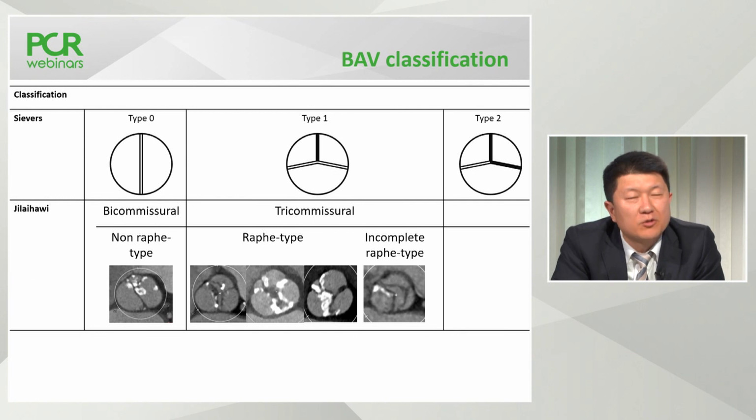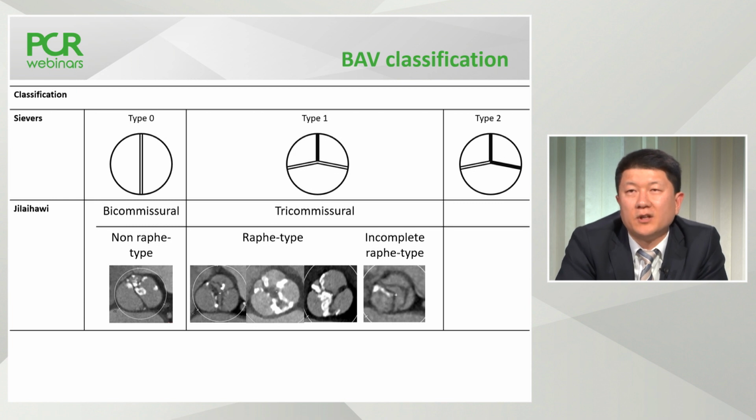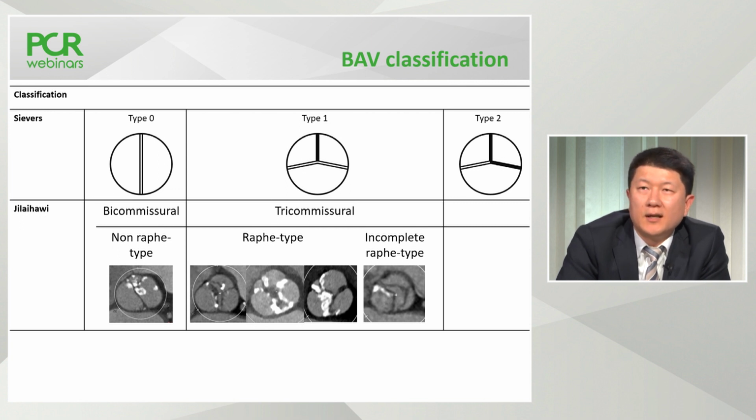I would like to start with the classification of bicuspid aortic valves. I think everybody is familiar with the Sievers classification, which differentiates between type 0, type 1, type 2. Type 0 is quite clear, it's bicommissural, non-Raphe-Type, Raphe-Type. Type 1 is the type that we encounter most frequently. And type 2 actually is extremely rare. And actually, the Sievers classification is not very helpful for our daily practice.